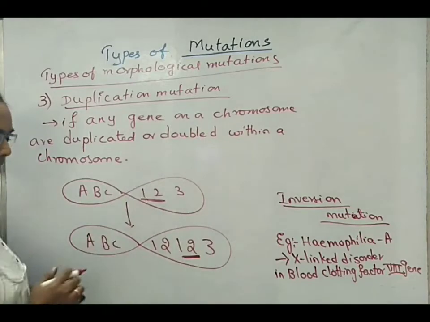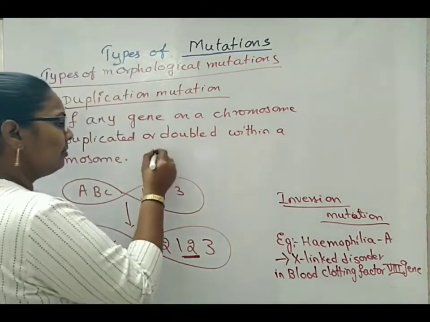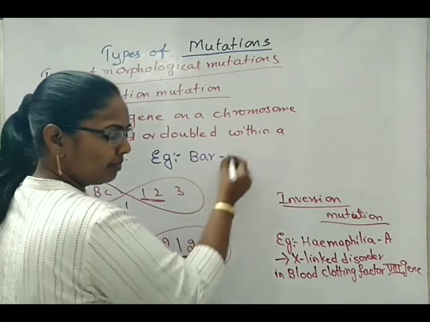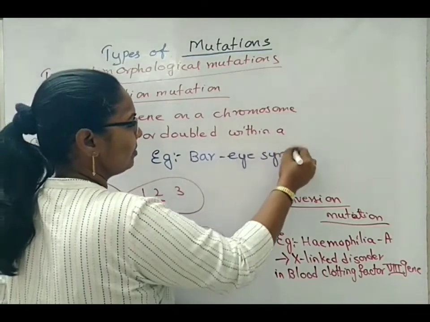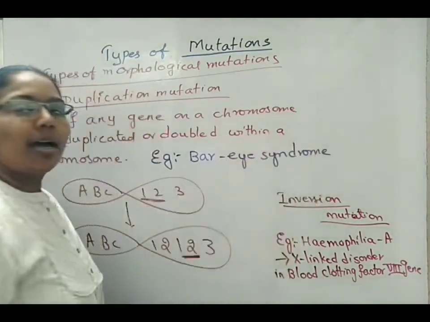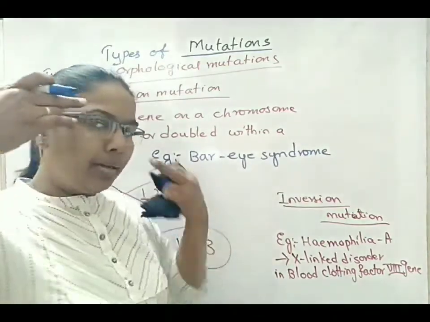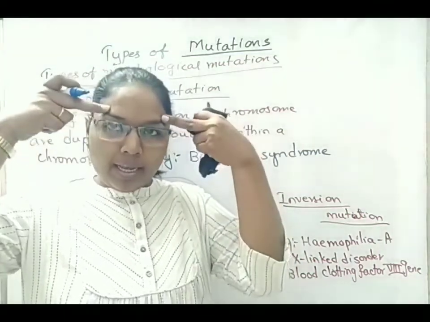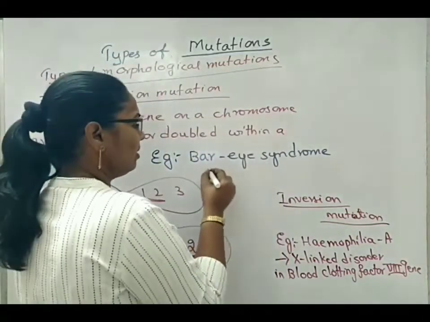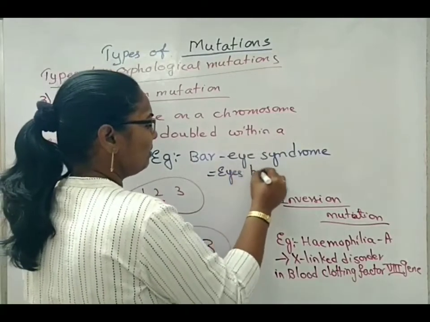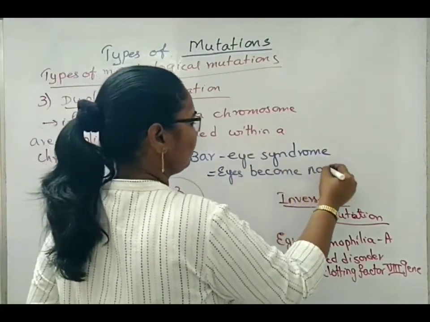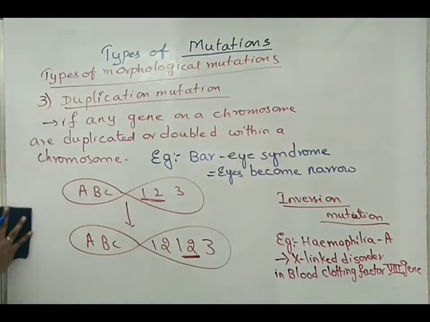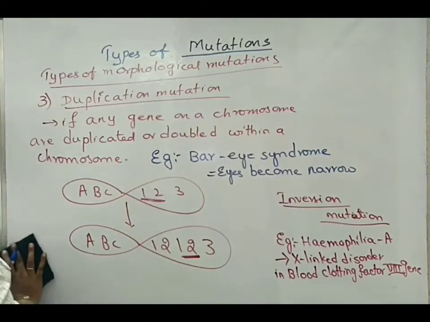So what are the disorders that we can read under duplication? Here we can take one disorder as an example, that is Bar-Eye syndrome. In case of Bar-Eye syndrome, eyes become narrow. Our face is horizontal, but their eyes will be like this in this position. So, eyes become narrow. This is about duplication mutation.